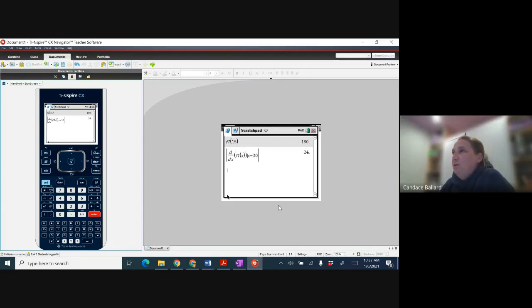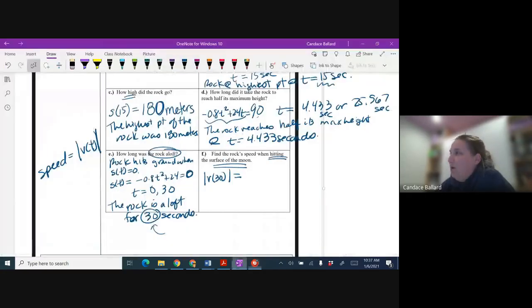Do we all get 24? Okay, so I'm going to write that down, 24. Now help me out. What should my label be? We are talking about velocity. So we took a derivative. What should my label on this be?